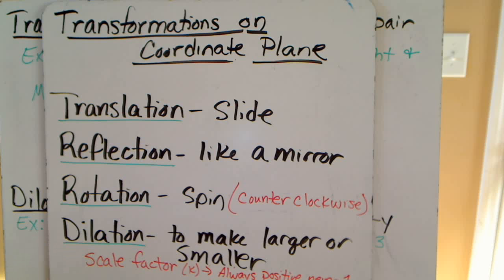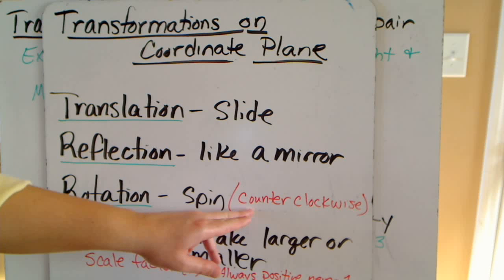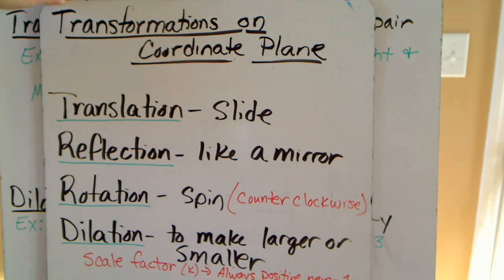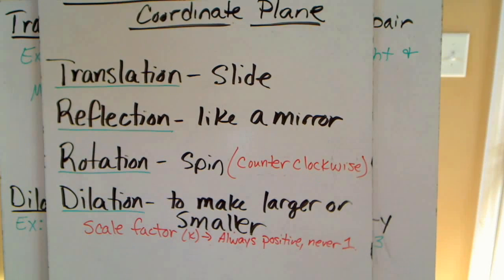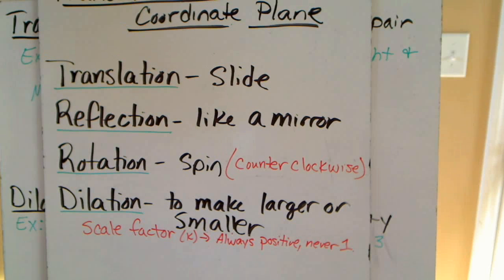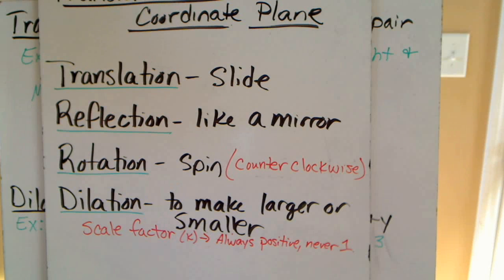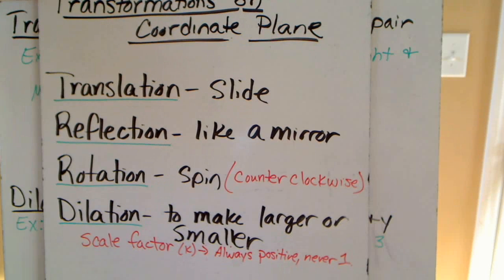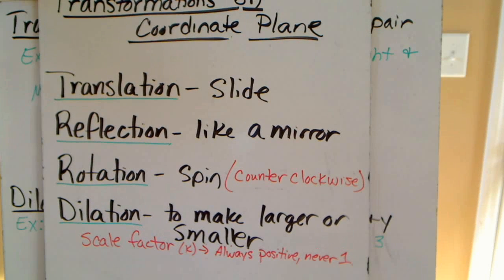Rotation is just like a spin, and it's always counterclockwise. And the last one is dilation, which means to make bigger or smaller. Also to know about a dilation is that there's a scale factor, which is represented as K, and K is always positive, and it's never equal to 1. So you cannot have a negative number, and you cannot have 1. It can also not be equal to 0, so make sure you add that in there as well.